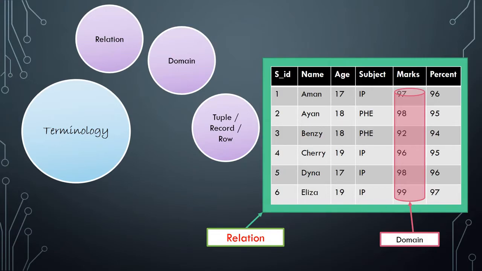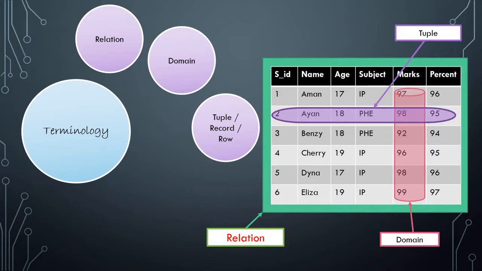The same case in Access we are calling them records, and in RDBMS we are calling them tuple. A row in a table or a record in a table is known as tuple. The horizontal ones are known as tuple.